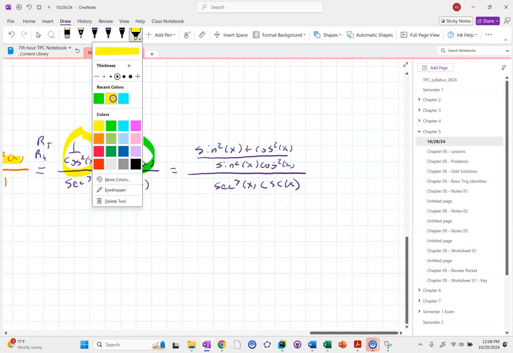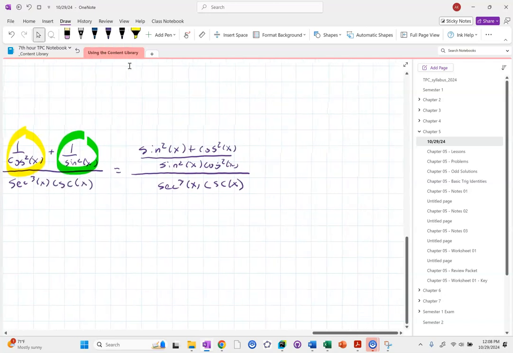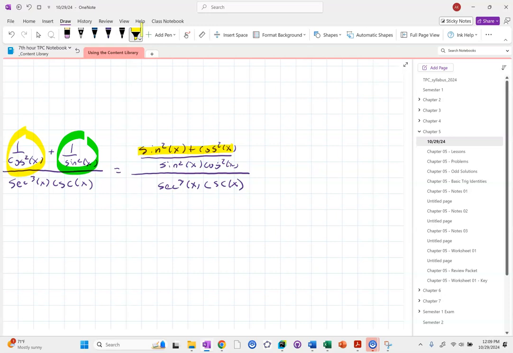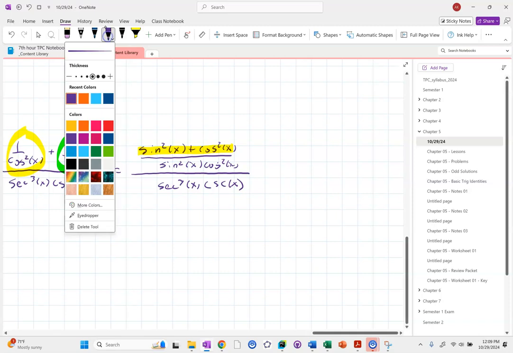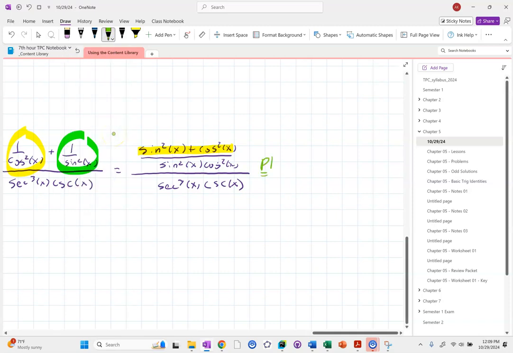And what do you notice is going on in the numerator now? It's still... That is an identity. Sine squared plus cosine squared, that's P1. And I know that's just equal to 1.